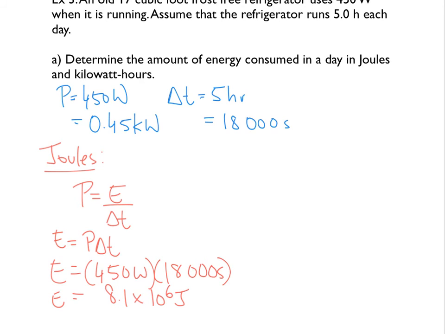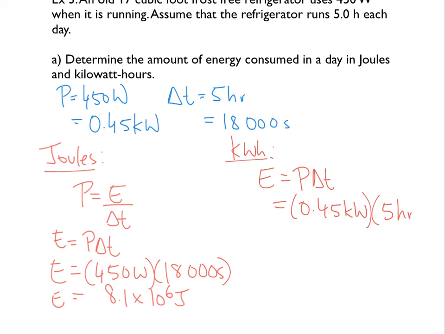Okay, now let's do the same calculation, but in terms of kilowatt hours. So I'm just going to use that rearranged equation that we came up with. Energy is equal to power times time. And your power, since we want it in kilowatt hours, you want it in kilowatts. So 0.45 kilowatts, and hours for time, so 5. And you get 2.25 kilowatt hours. And these values are equal, it's just expressed differently.